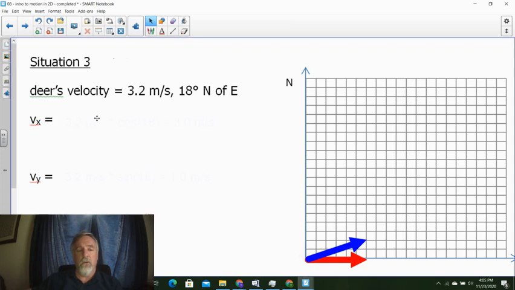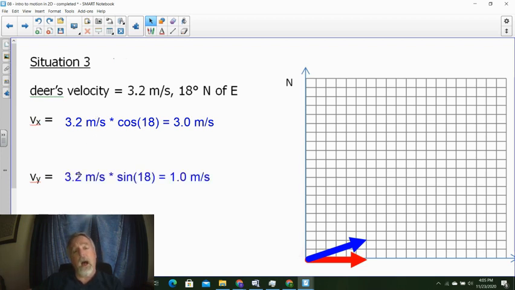That's going to be the cosine of our angle here. So we're going to take our magnitude, 3.2. We're going to multiply that 3.2 meters per second times the cosine of our angle, cosine of 18. And we're going to see that our x component is 3 meters per second. Same with the y is pretty easy as well, except we're using sine of our angle this time to get our y, and it's going to calculate out to be 1 meter per second.